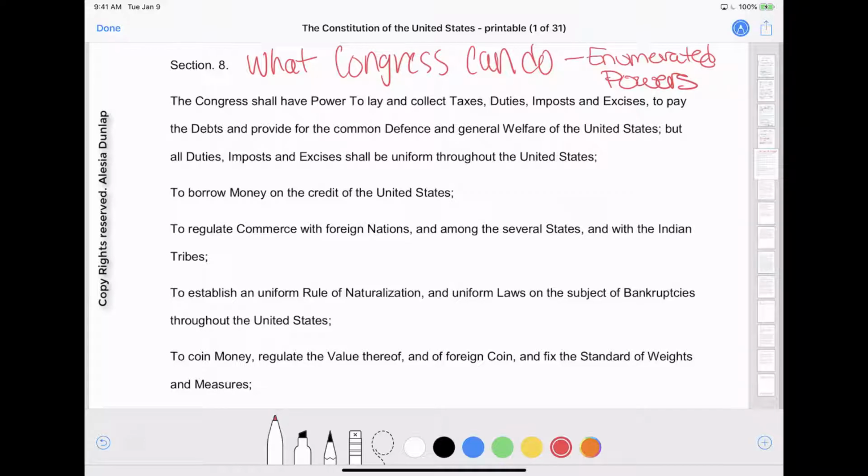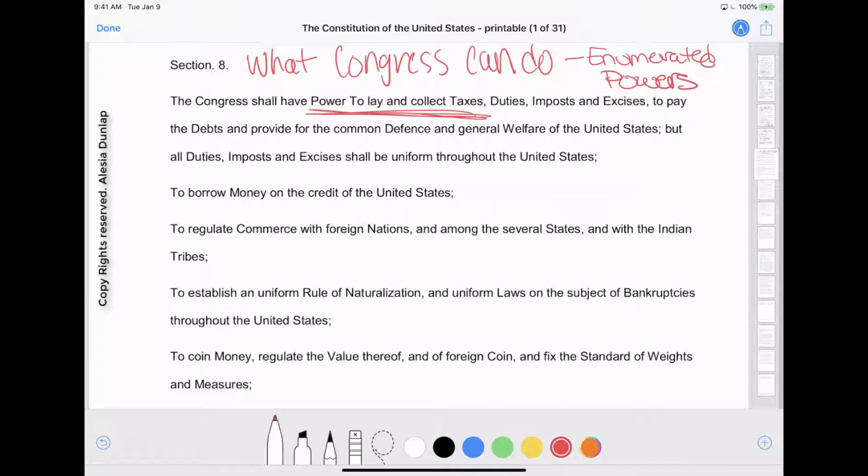Here we go. Set and collect taxes. Yay, they get to take our money. Impose taxes. So for me, I have to file taxes, and whatever money I make, the government wants a piece of it. They want a piece of my little earnings. And also, so they can pay the national debt. That's why we have the Treasury Department and why Alexander Hamilton had the National Bank, so they can pay the debts of the war.